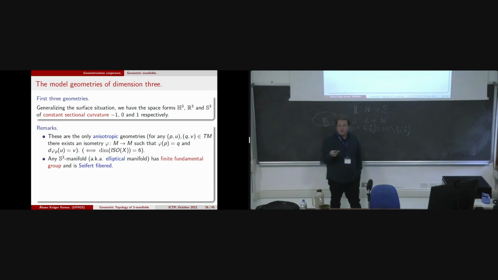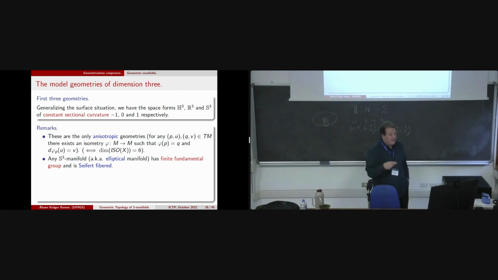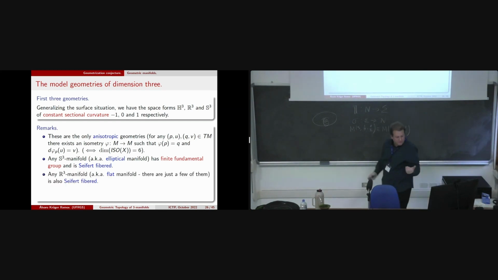Any S3 manifold, in other words, any geometric manifold modeled by S3, also known as elliptical manifolds, must have finite fundamental group, and they are circle fibered, because S3 is itself circle fibered. You have the Hopf fibration, and this fibration goes to quotients of S3.